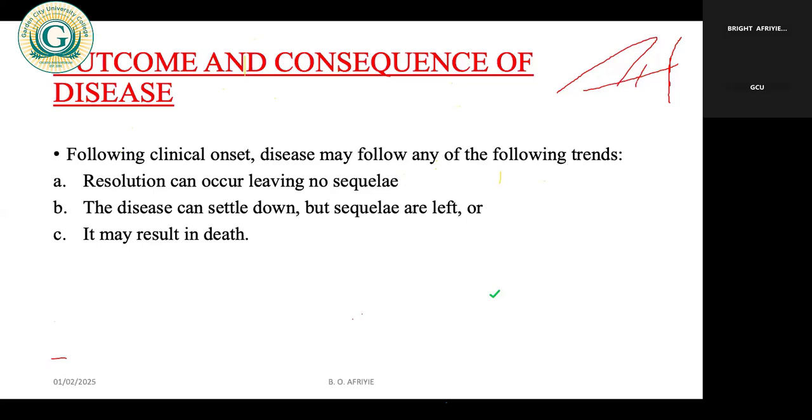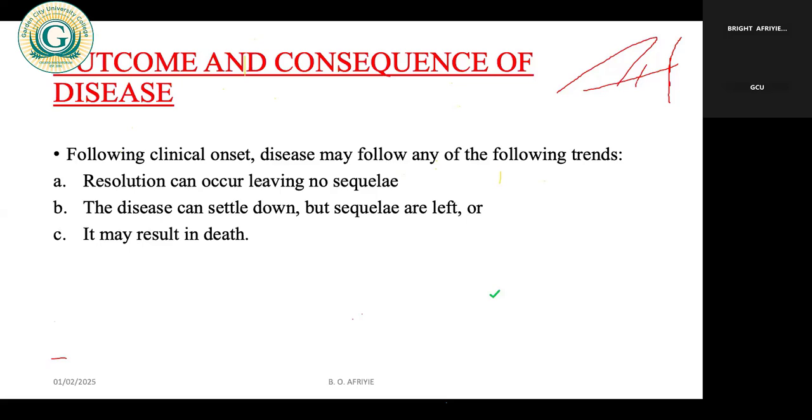And then the next one is that disease can settle down, but there are still infectious agents there. And this time it gives them the opportunity to metamorphose or transform to cause a more severe disease or a different disease. So it's either there will be complete resolution, or the disease settles down, the person stops taking the drug, and there are still infectious agents within the system that can cause serious havoc.